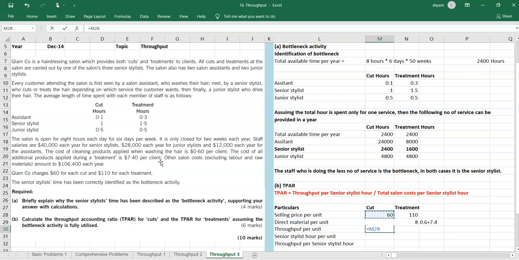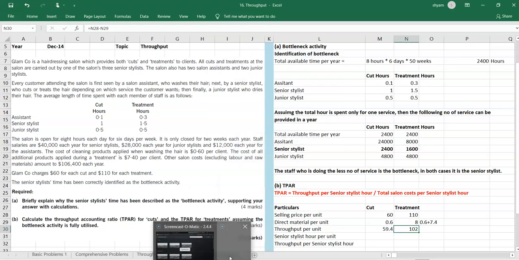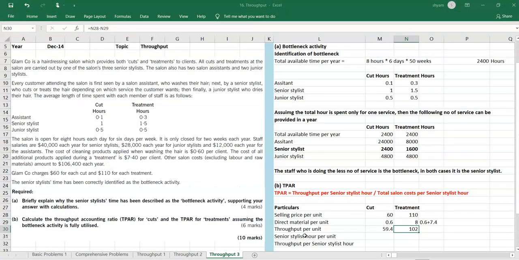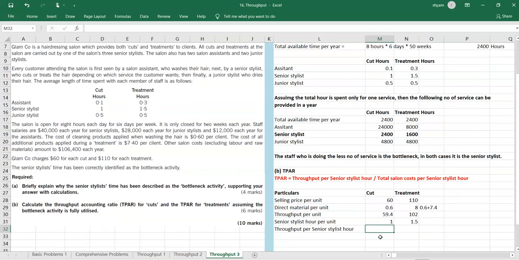So throughput would be 60 minus 0.6, and here it is 102. You have to then get senior stylist hour per unit. So that's going to be 1 here, and 1.5 here. Thereafter we get throughput per senior stylist hour. So that's this number divided by 1. So here it's going to be 68.